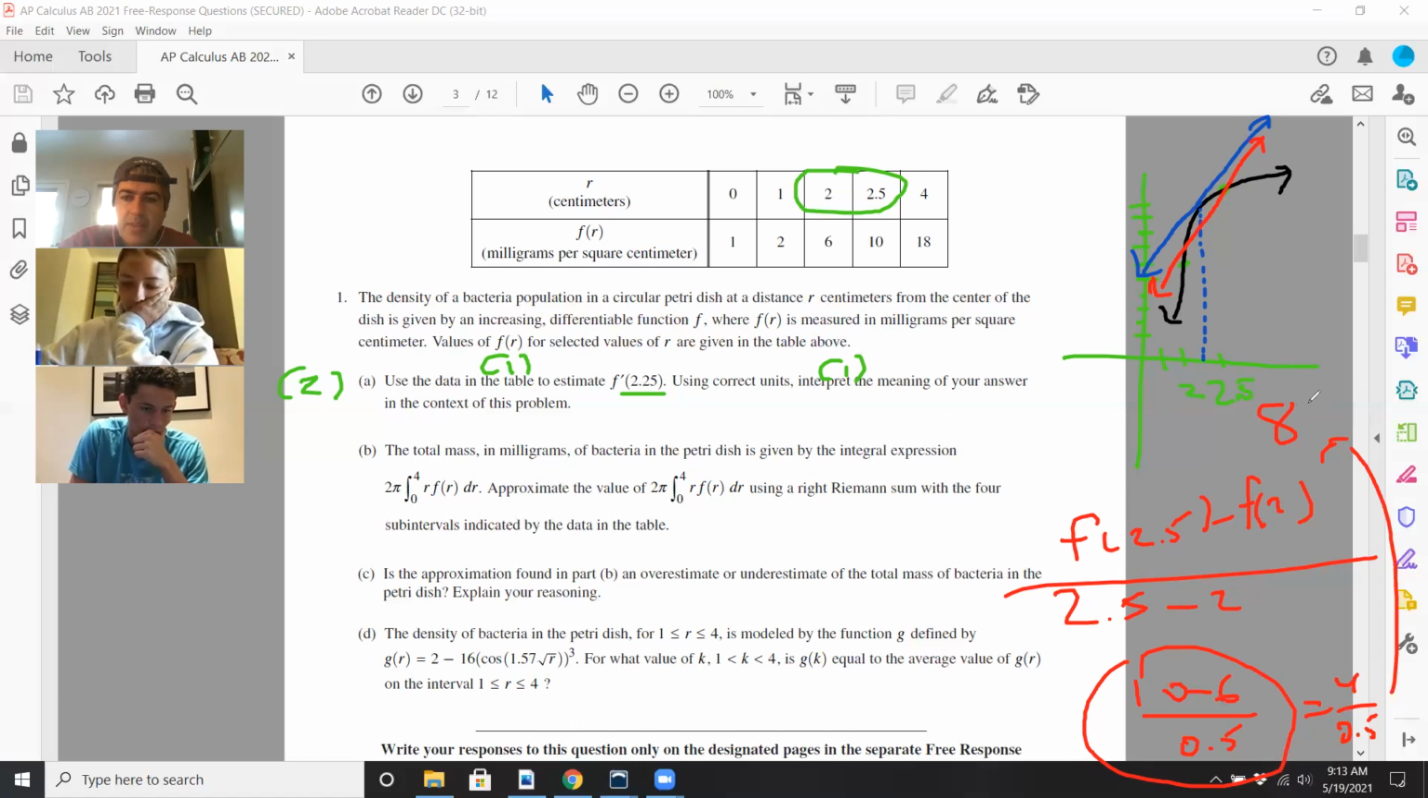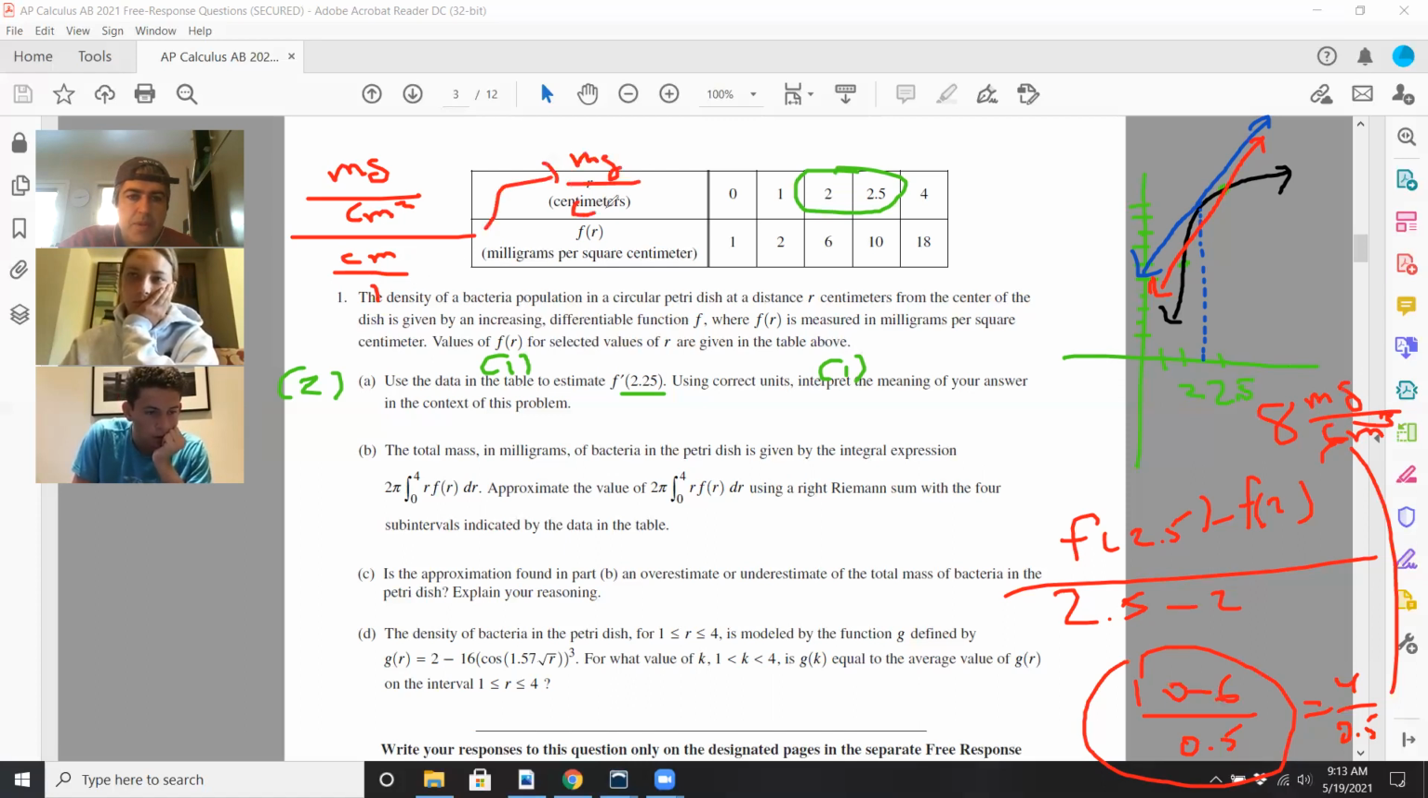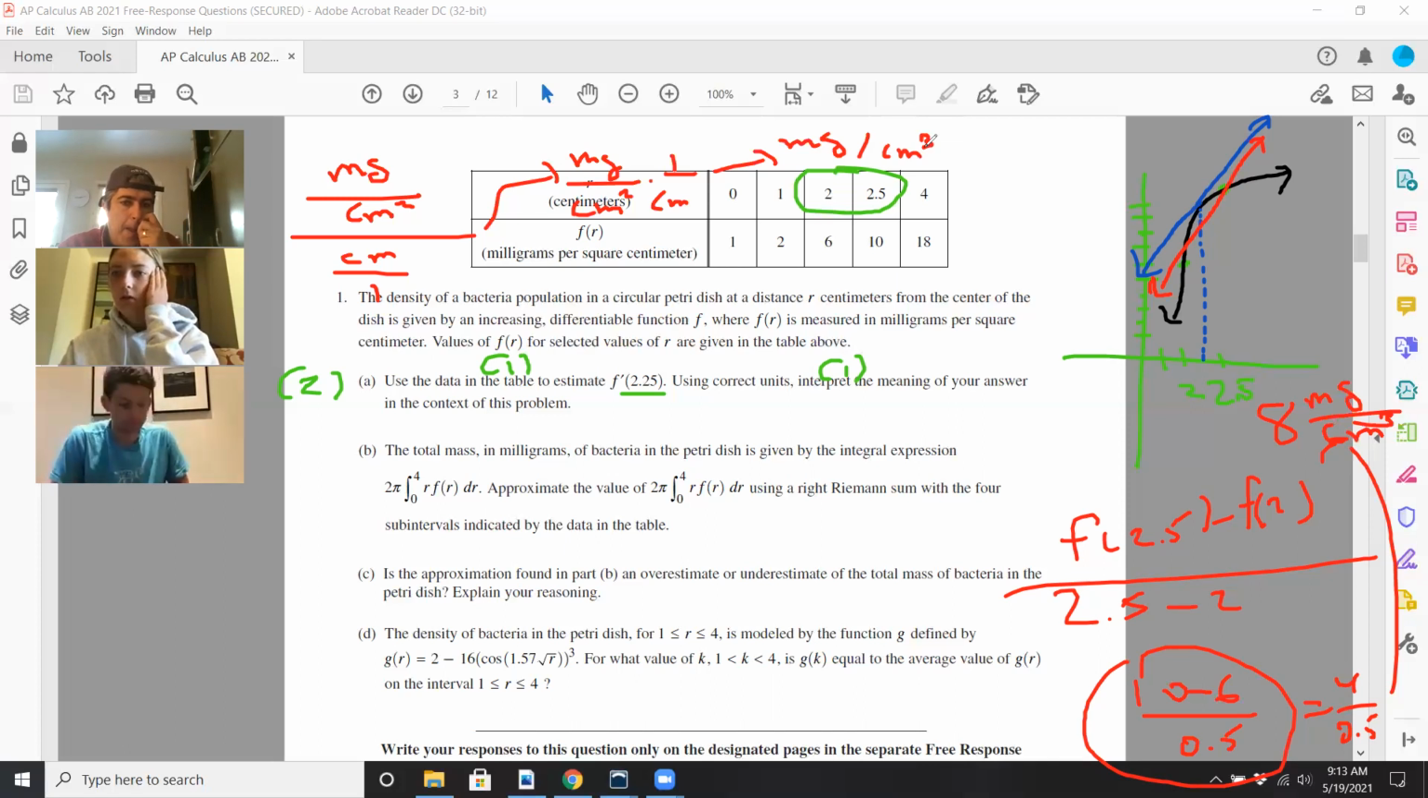So it's going to be 8 milligrams per cubic centimeter, because what you're doing is milligrams per square centimeter over just centimeters straight up. Well, if you put centimeters as a fraction, centimeters over 1, and flip it, I have milligrams per square centimeter times 1 over centimeters, which is milligrams per cubic centimeter. So there you go. Okay.